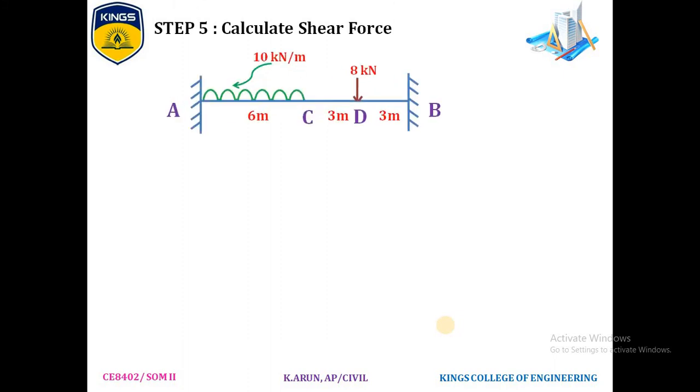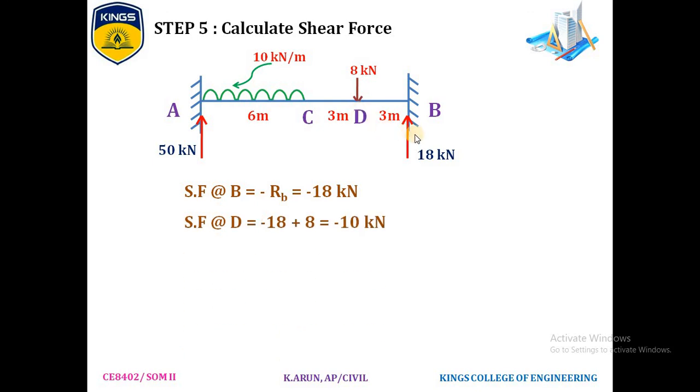The next step is to calculate the shear force here. For calculating the shear force, we have to consider the reactions, RA and RB. First, I am going to calculate the shear force at B. Since it is acting upwards, I am taking it as negative. So minus RB, which gives the value as minus 18 kilonewton. Next, I am going to calculate the shear force at D. Already I have got minus 18 here, and at this point D, I am getting another point load of 8. So I am summing up, and I will be getting the value as minus 10.